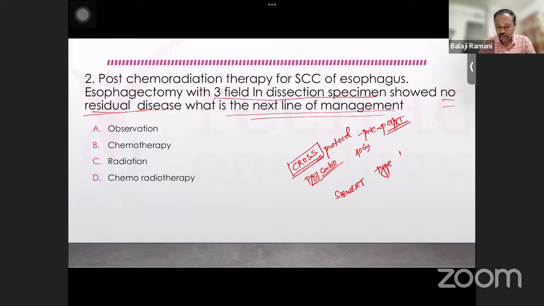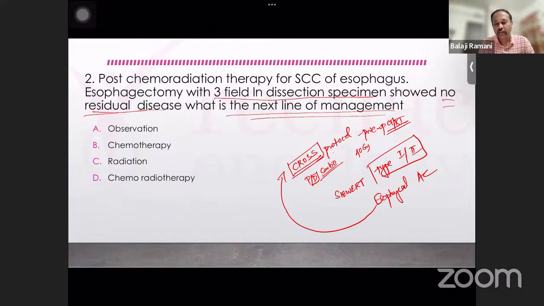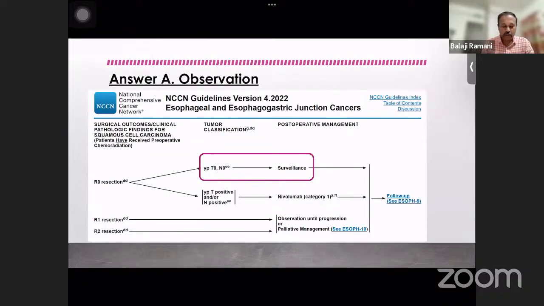But remember, whenever you have a Siewert type 1 and type 2 lesion, these will be treated like an esophageal adenocarcinoma, meaning preferably the treatment will be your CROSS protocol concurrent chemo radiation, and after that the patient will be planned for surgery. Okay, so in this particular patient you have done the surgery and there is no residual tumor. So if there is an R0 resection, margin negative resection, and if it is no residue, then the plan is to go for surveillance.